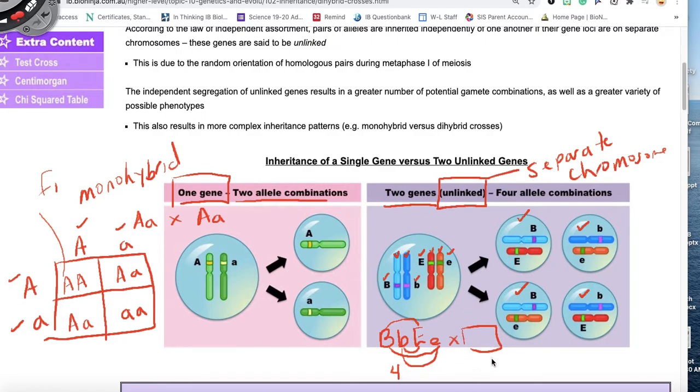And then when you cross it with another parent, if that other parent is also heterozygous, that other parent might also have four possible gamete combinations. Okay, and this is what's going to give us a dihybrid cross. Dihybrid means two, so you have two genes that are unlinked on separate chromosomes, which could potentially give you four different combinations. Okay. Now, the punnett square for a dihybrid cross is going to look completely different than a monohybrid cross, right? These are the bigger ones.